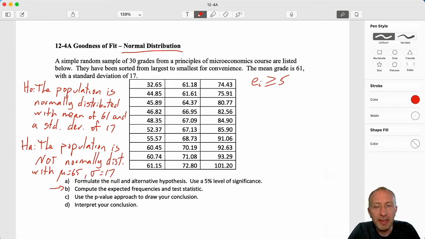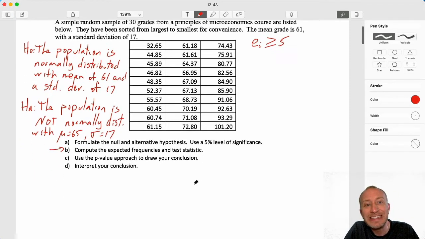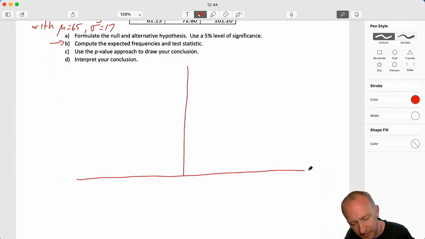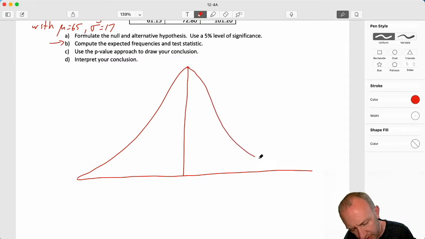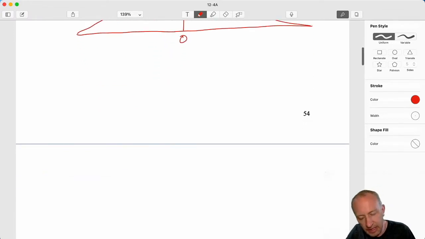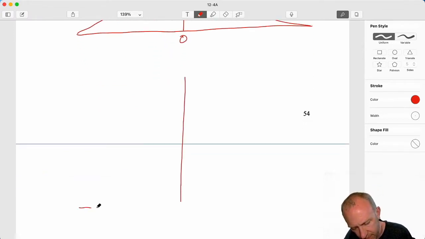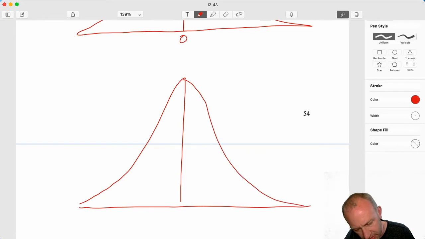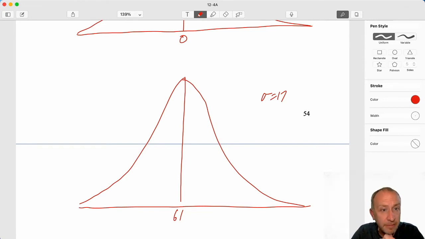So we operate under the assumption that the null is true. If the null is true, then that means it's normally distributed, which means that I can set up some intervals that contain a known number of observations. So I'm going to start with our standard normal distribution, and then I'm going to connect that to our hypothesized distribution, one that has a mean of 61 and a standard deviation of 17.